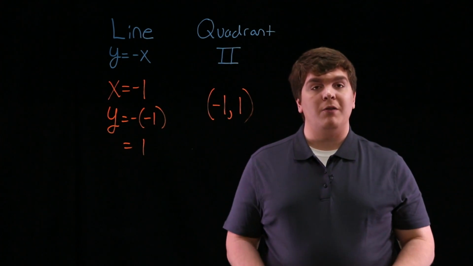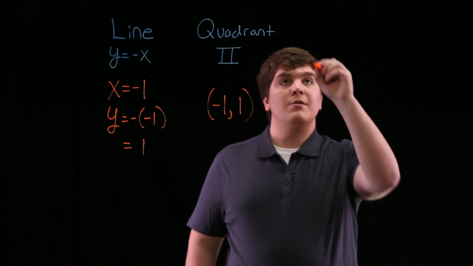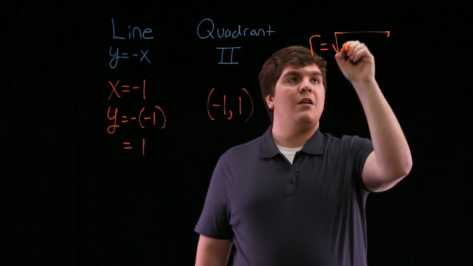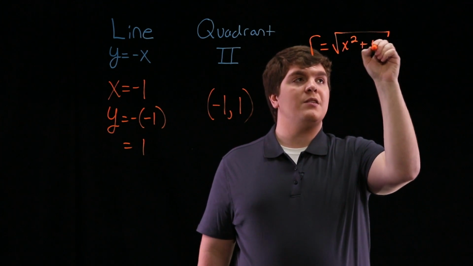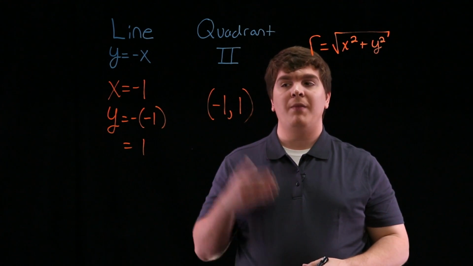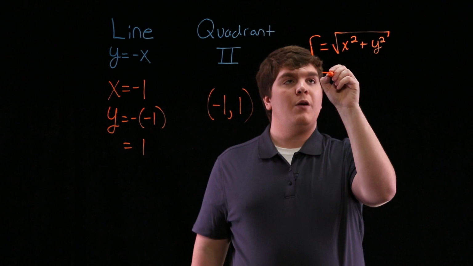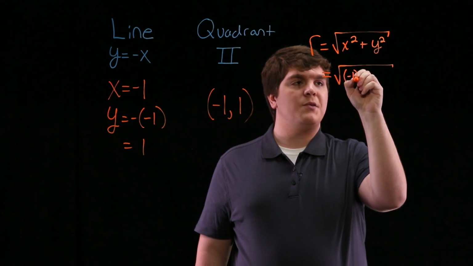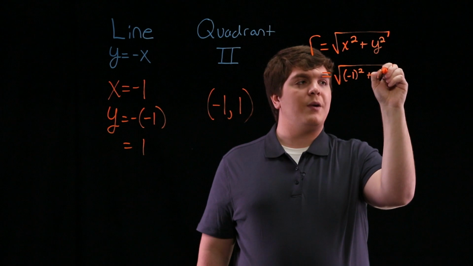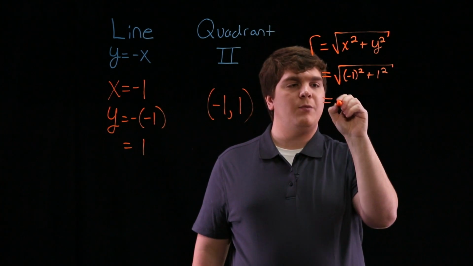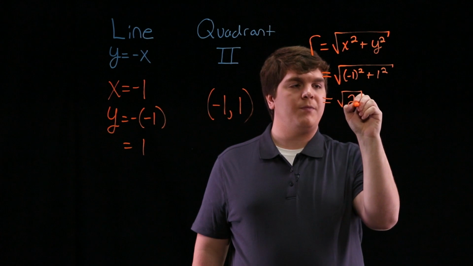The next thing we would like to compute is our value r. So recall that r is equal to the square root of x squared plus y squared. And here, since the x value is negative 1 and the y value is 1, we have r is equal to the square root of negative 1 squared plus 1 squared. Since negative 1 squared is 1, we have r is equal to the square root of 2.